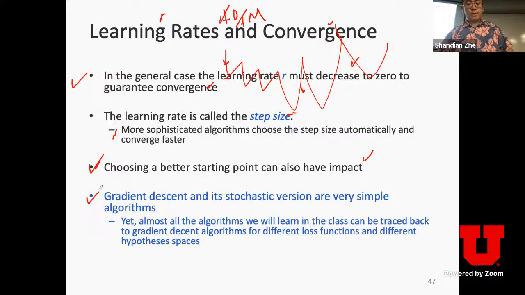Okay. Overall, gradient descent and its stochastic version is, in general, a very simple algorithm, right? But almost all the algorithms we will learn in the class can be traced back to some kind of gradient descent, including the perceptron algorithm we're going to discuss for the next topic, right? And machine learning essentially is just repeatedly applying gradient descent or stochastic gradient descent for different loss functions and different hypothesis spaces.